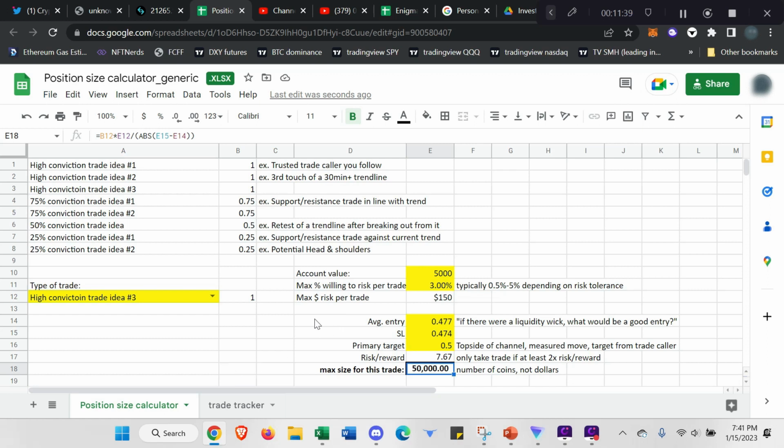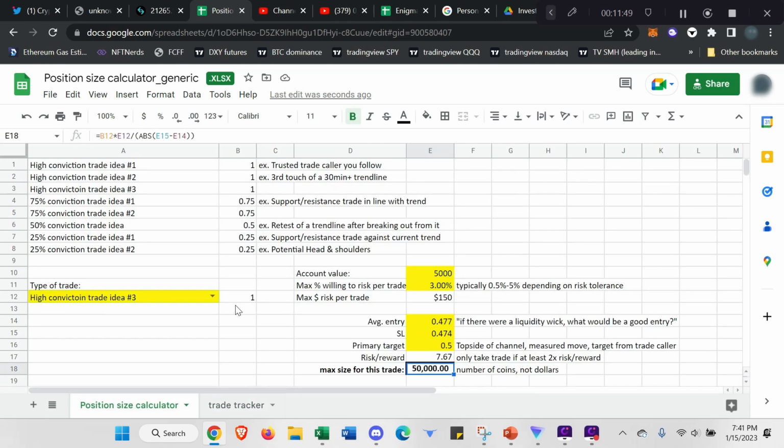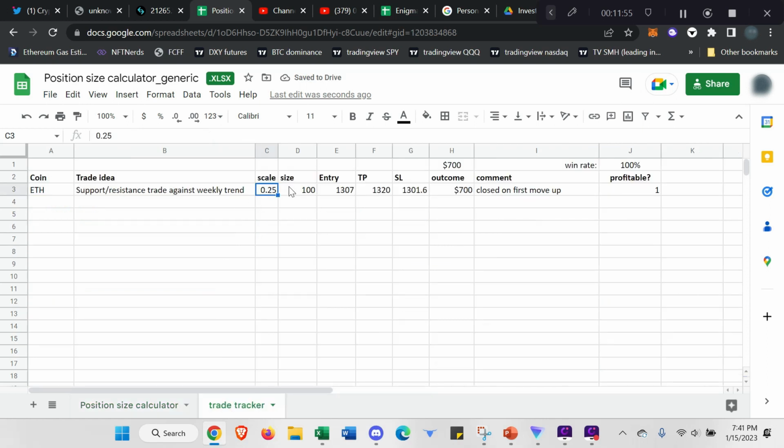So the next thing is you can actually use this tool to track your trades, which I also think is really important. So you can put the coin, the type of trade ID it is, the scale is basically what outputs right here. I can update that scale. You can pull these two in here, the size, which is how many coins the trade used, your entry, your take profit, stop loss, and then the outcome is how much you made or lost from the trade, and any relevant comments.